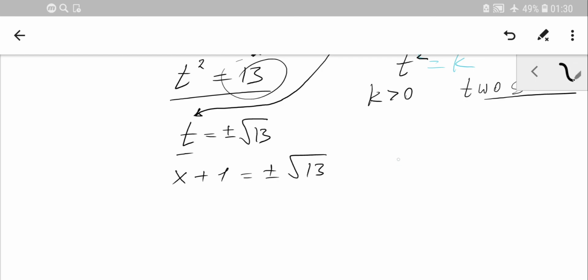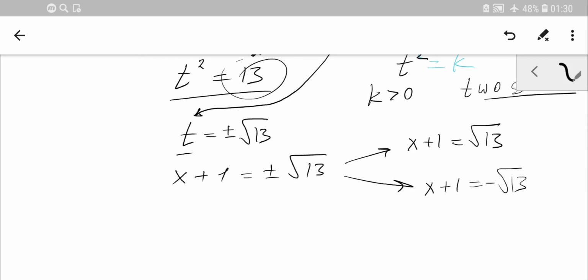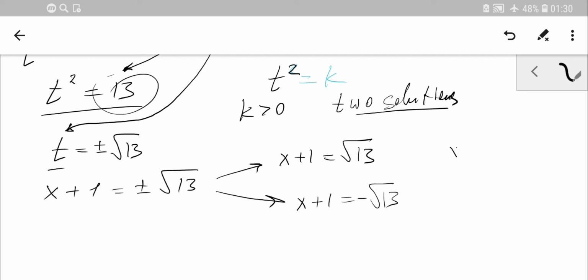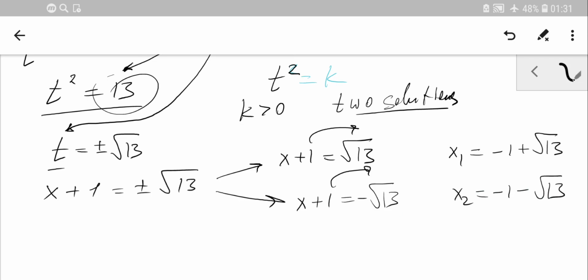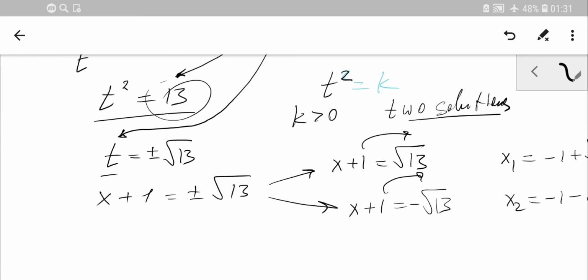So what does plus or minus mean? It's equivalent to two equations. x plus 1 equals the square root of 13, where you can find x, and also x plus 1 equals negative square root of 13, from where you'll have two solutions. You just transfer the 1 across in both. You will get x1 equals minus 1 plus the square root of 13 and x2 equals negative 1 minus the square root of 13. Okay, so I hope you understand the key approach.